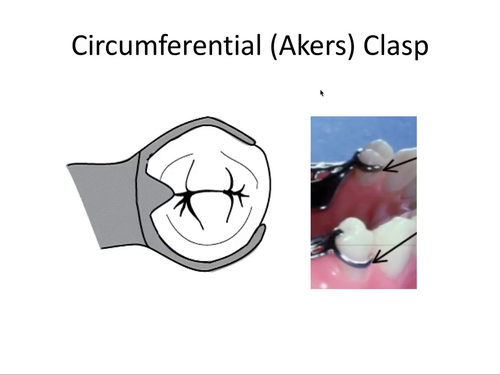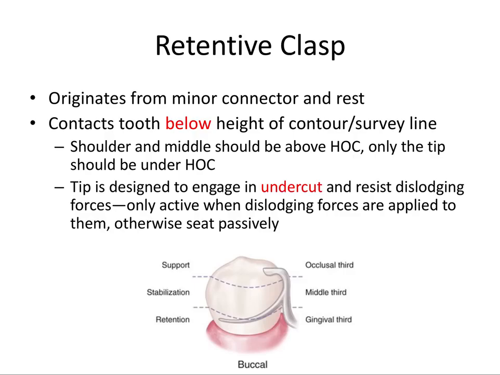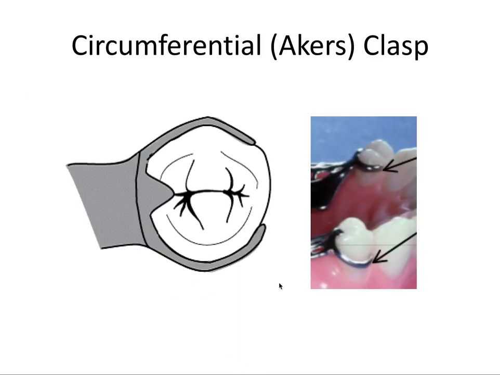So the circumferential or Akers clasp is perhaps the most commonly used clasp. And whenever in doubt on the board exam, this would be my guess if they were asking you about a particular type of clasp. I would guess Akers clasp because it's the most commonly used design by far. And this is going to refer to both the retentive clasp arm and the reciprocal clasp arm together as a unit. So prior to this, we were talking about individual clasp arms, and now we're talking about the entire direct retainer as a unit.